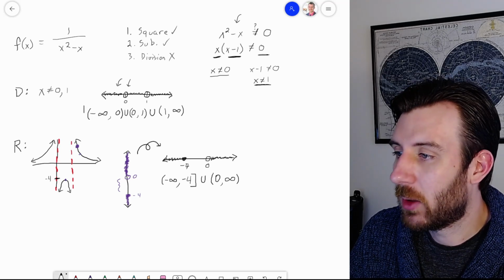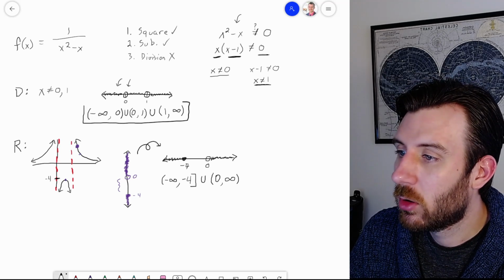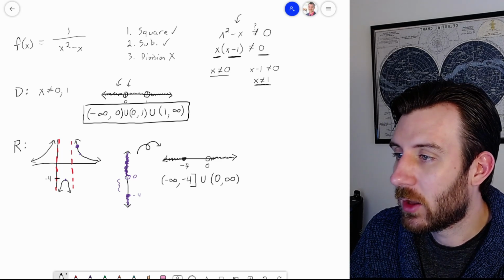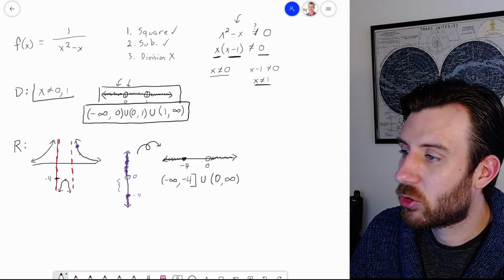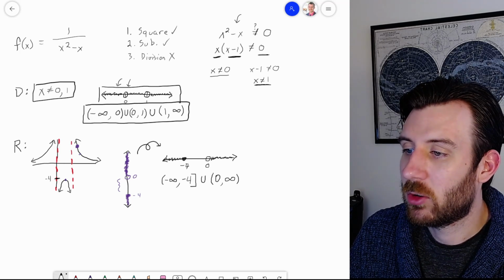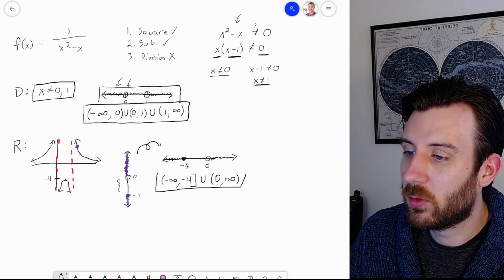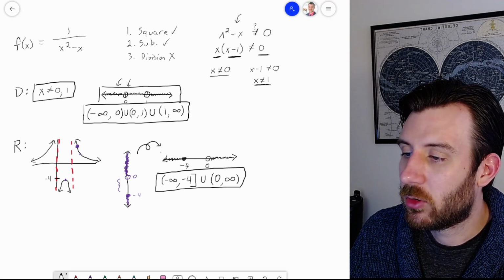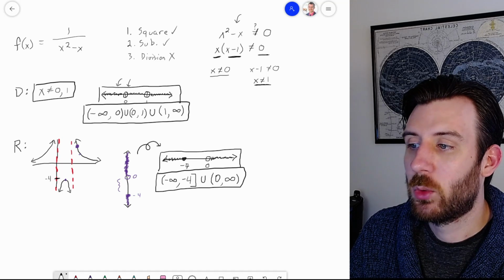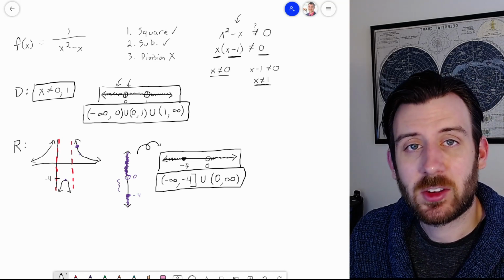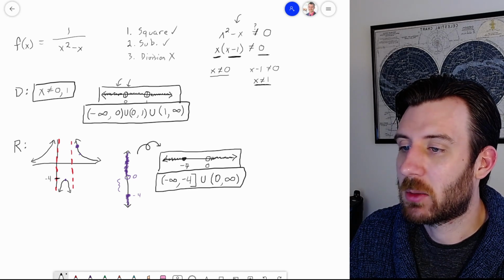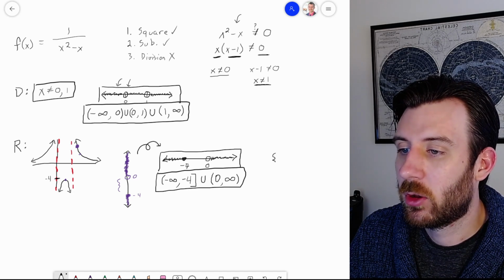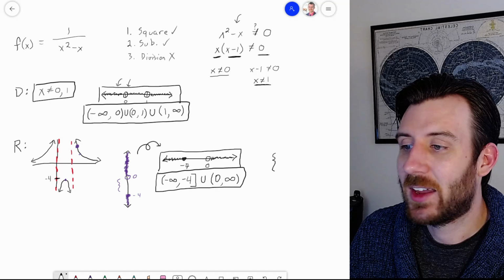So there we have our domain interval notation, our domain in terms of a number line picture, and our domain in terms of a descriptor. And same thing for our range. We have our range in terms of the interval notation, in terms of our number line. And if we wanted to do it as a descriptor, we would probably want to use set builder notation. Set builder notation is when we're trying to talk about all of the piles of objects that would satisfy this condition.